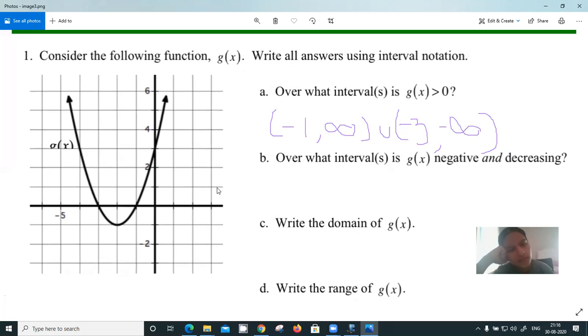Why? Here it is minus 1, right? What is this point? Minus 2.